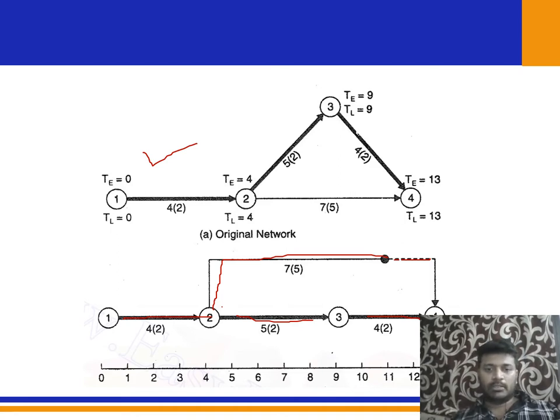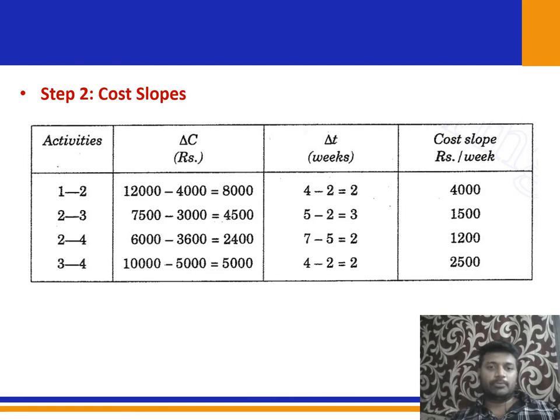So this is the method to draw the timescale network or timescale version of the network. I hope you understand this. Okay, so step 2 is to find the cost slope for the network diagram.